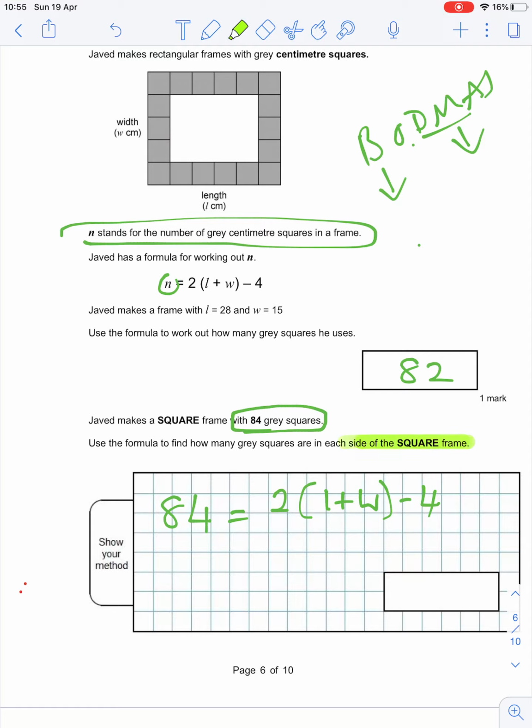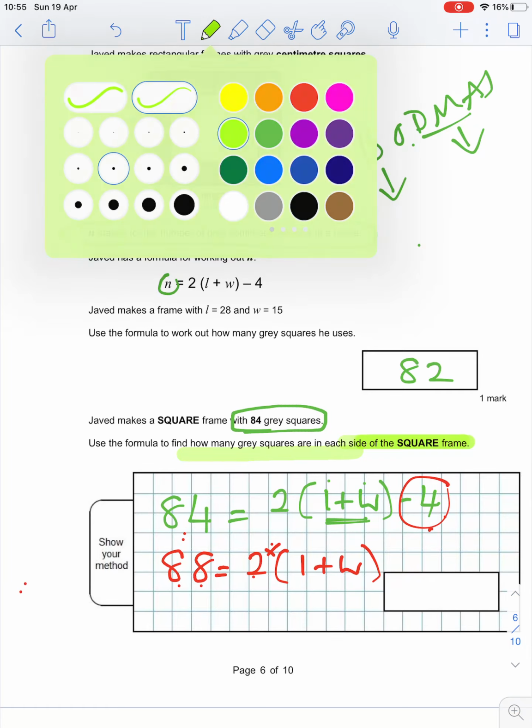And we want to know how many grey squares are in each side of the frame. So if it's a square frame, we know that the length and the width are going to be the same, don't we? We know that these two numbers are going to be the same. So let's see if we can work that out. The first thing to do is get rid of this minus 4 and add it on to that side, and if you add it onto that side to get rid of it, you need to add it on here. So 88 equals 2 times length plus width. That means 2 times the length plus width. So 88 must equal 2 times something. What are they going to be?